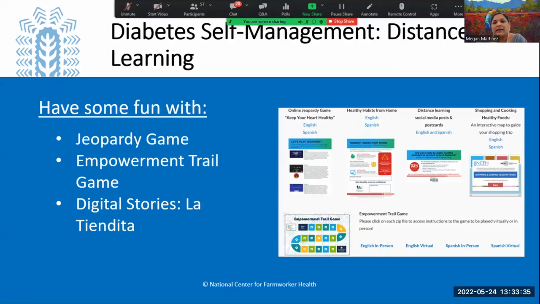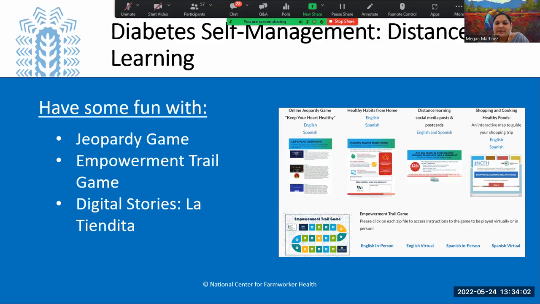Right below that, you will find a distance learning section. And this is where the fun comes in. In addition to the WhatsApp tool, we also created a couple of other fun games tools for you to use. One of them is the Jeopardy game. The Jeopardy game includes a step-by-step guide to set up your own Jeopardy game with National DPP participants.